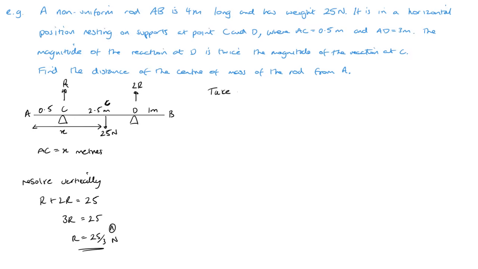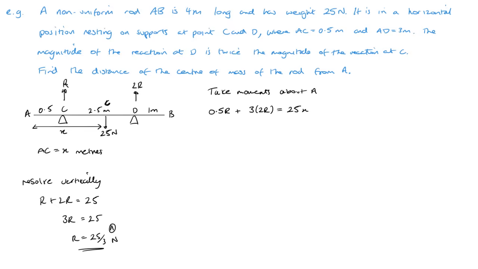Now we want to take moments. Now, taking moments, the easiest thing to do is to take them about A, because then we can use that distance X. Now that means that the upward ones will give me an anti-clockwise motion and the downward ones will give me a clockwise motion. So that is 0.5 R plus, now D is 3 meters from A, so 3 times 2R equals 25 times X.